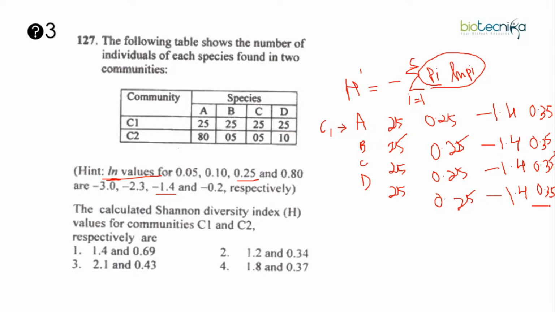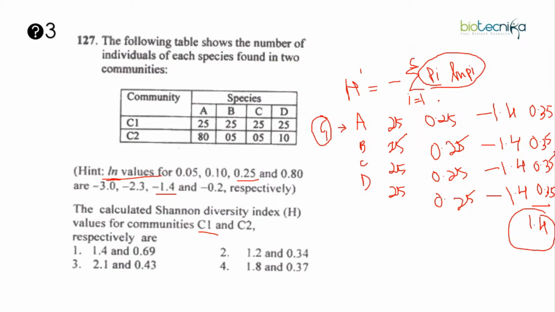Now what you have to do? There is a summation of pi into ln pi. So 0.35 plus 0.35 plus 0.35 plus 0.35, or you can do 0.35 into 4. So you get 1.4. This is the result of the first one, C1. In a similar manner, will you be able to find out C2? Everyone understood? Come on, tell me something. Is it understood?